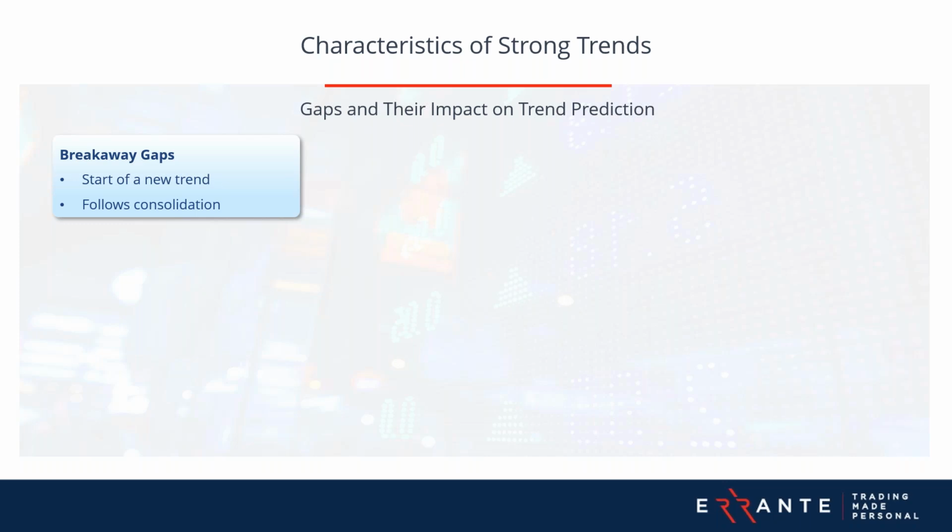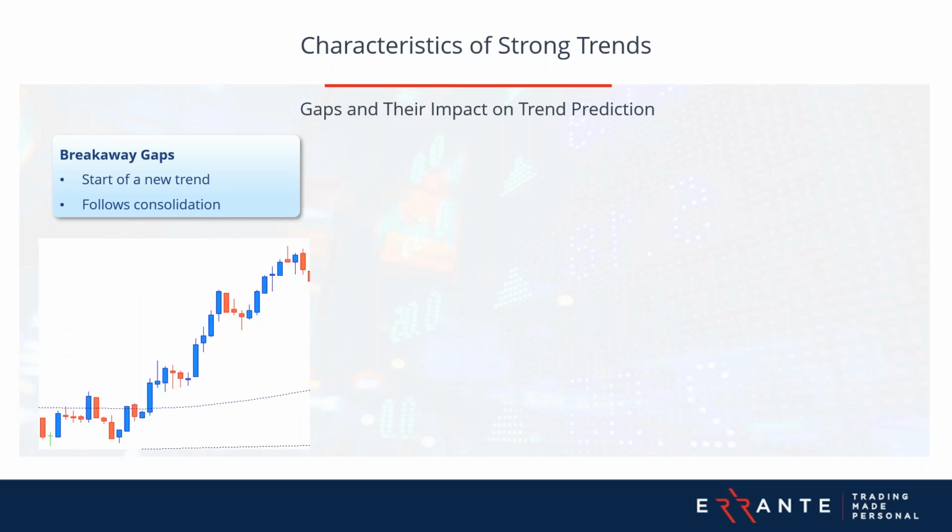And diving into gap types is not just academic, it's about equipping you with the tools to discern market direction more accurately and swiftly. First, we have breakaway gaps. Breakaway gaps mark the commencement of a new trend and usually follow a consolidation phase, aligning with the direction of the new trend. Their appearance serves as a strong indicator of a market ready to move away from its previous stagnation, and it offers a prime opportunity for entry before the trend fully develops.